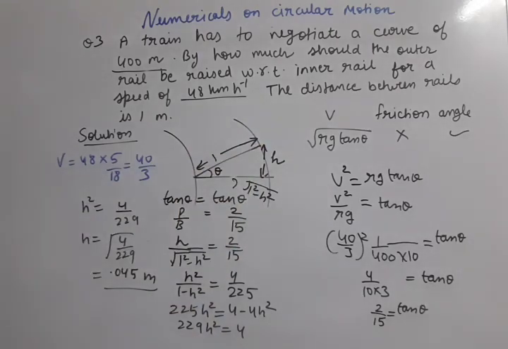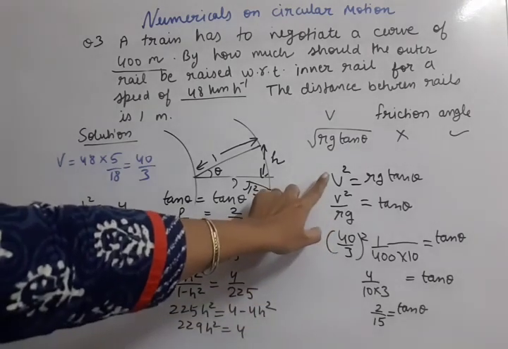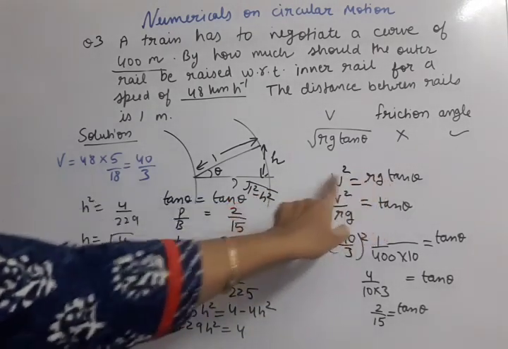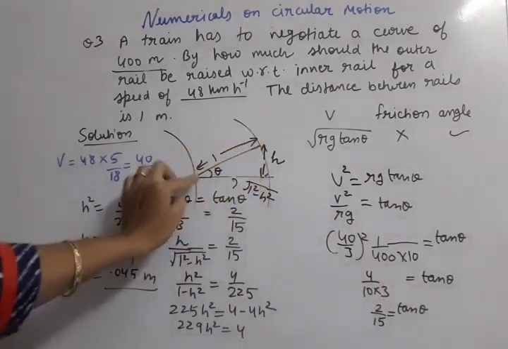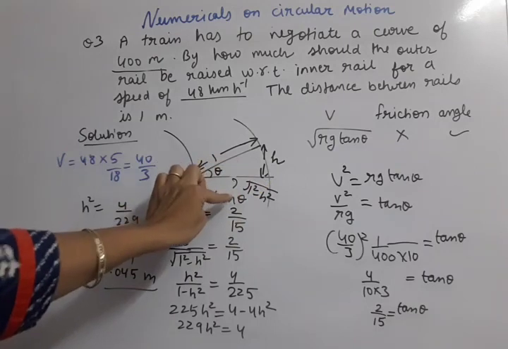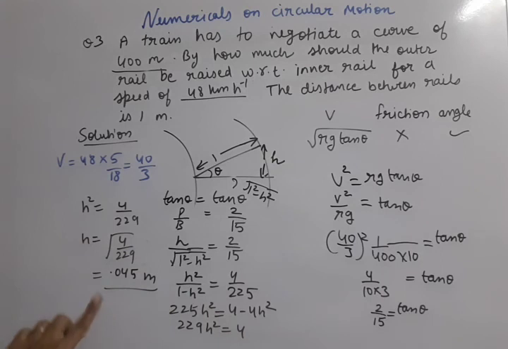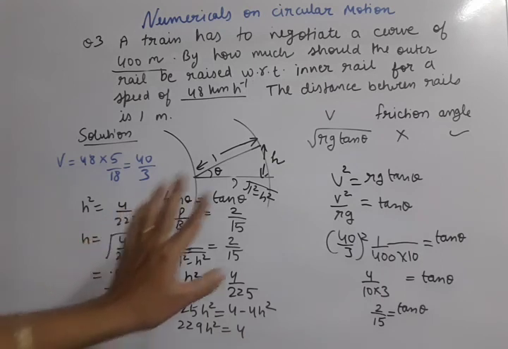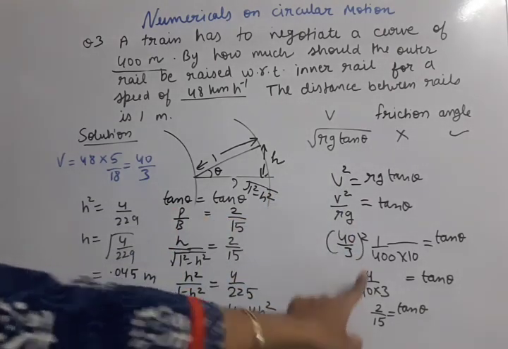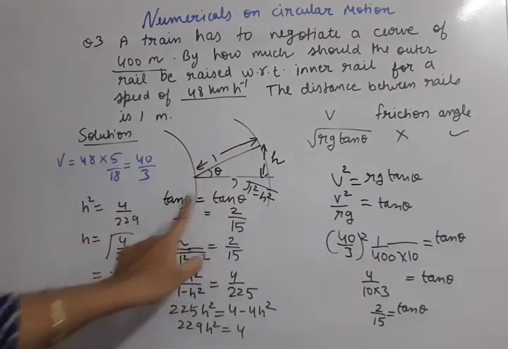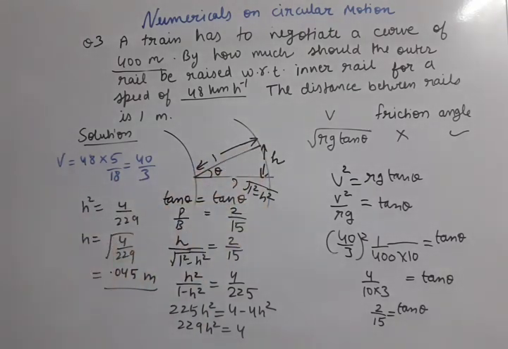So this is the solution. The values are used in such a manner. V square equals rg tan theta, this formula we will use to get tan theta, and in the diagram also we will get tan theta, and we will equate both tan thetas. So the calculation part is more, but physics-wise the solution is easy. From v square we get the tan theta answer, from the diagram also we get tan theta, we equate them, so that the missing term, that means this height, will be solved.